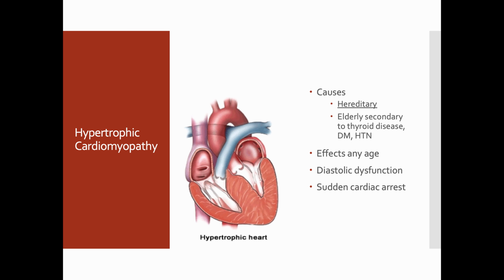HCM, or hypertrophic cardiomyopathy, is kind of the opposite of dilated cardiomyopathy. In this case, the squeeze of the heart is great. In fact, it's hyperdynamic. It squeezes too good. The problem is that it doesn't relax well. This diastolic dysfunction that you have in HCM means that the heart can't fill, and when it can't fill, it doesn't really get enough blood that it can send out to the rest of the body.